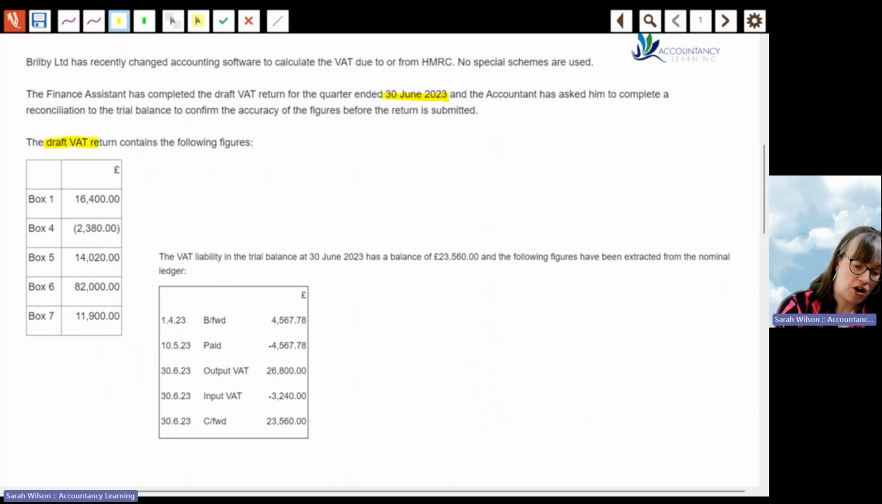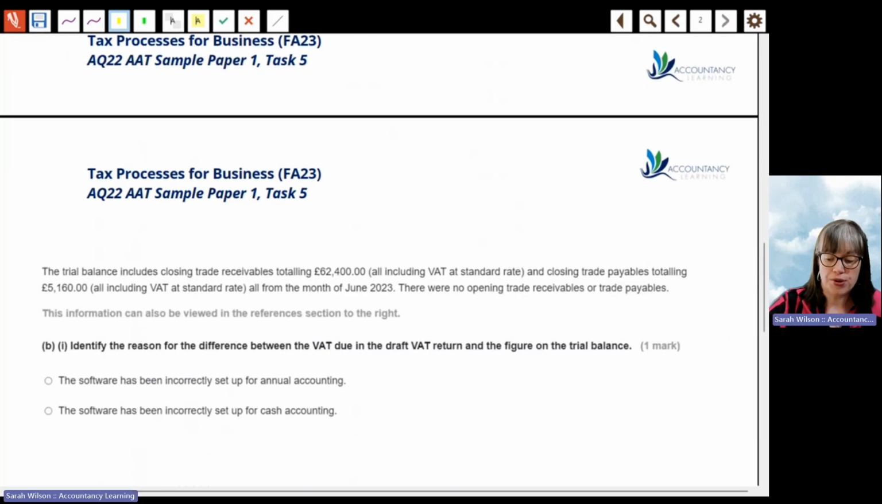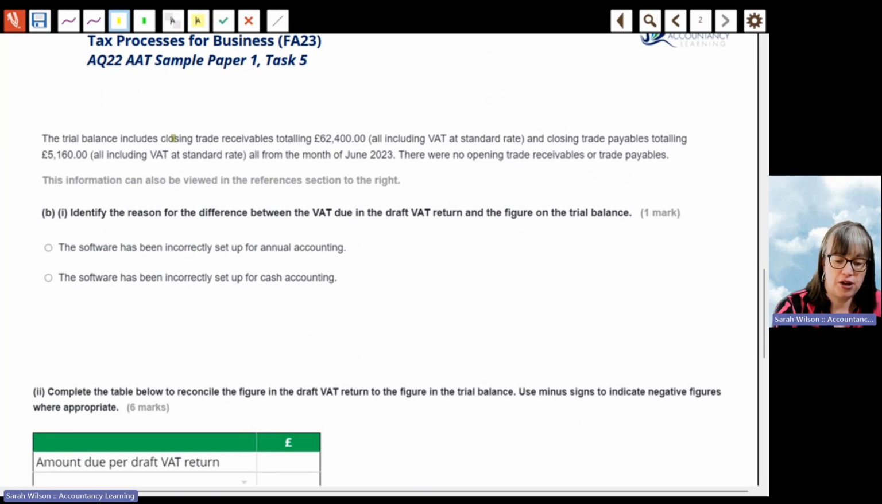So here we have our draft VAT return, and here we have the VAT liability in the trial balance. We're also told that the trial balance includes closing trade receivables totaling 62,400, all inclusive of VAT, and closing trade payables totaling 5,160, again inclusive of VAT, and they're all from the month of June. And there's no opening trade receivables or trade payables.